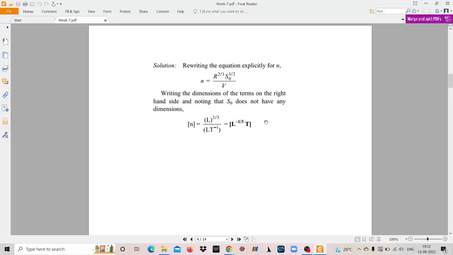So why is this problem important? This is a very simple problem, but the intention of keeping it in this live session was to make you realize that the fundamental idea of dimensional analysis is the principle of dimensional homogeneity. Now let's move to the next problem.